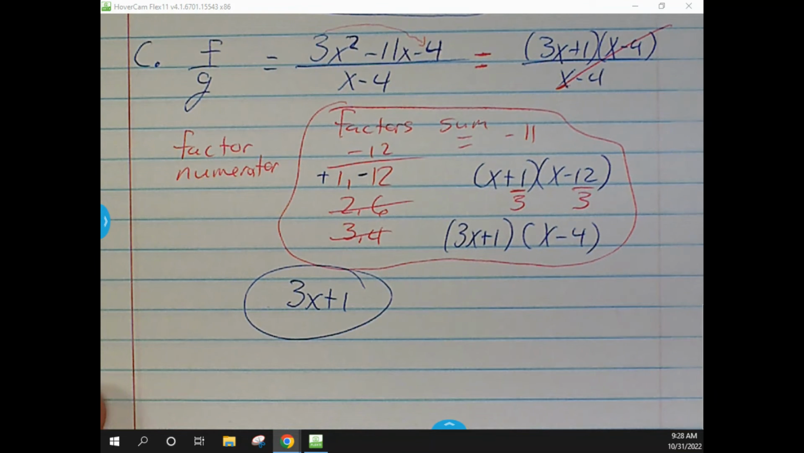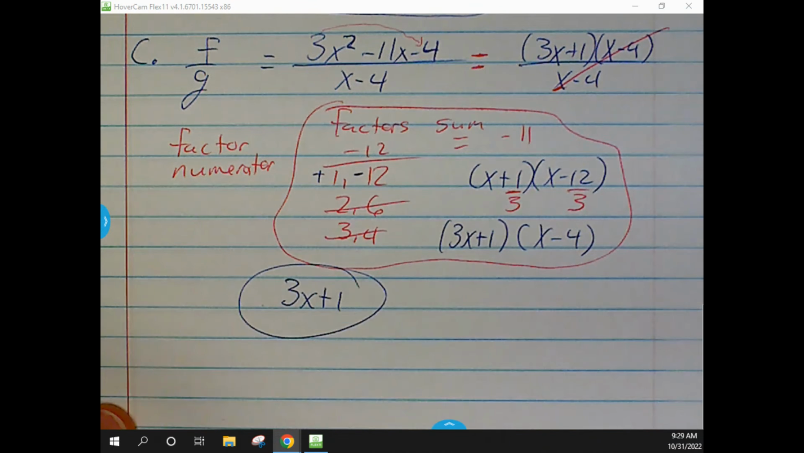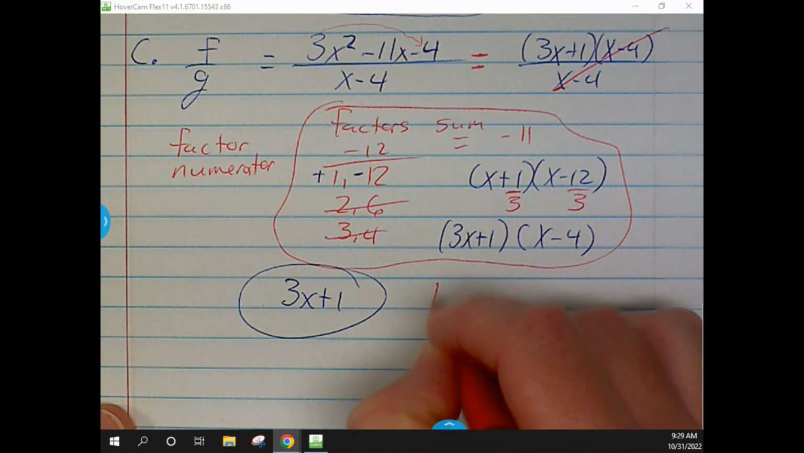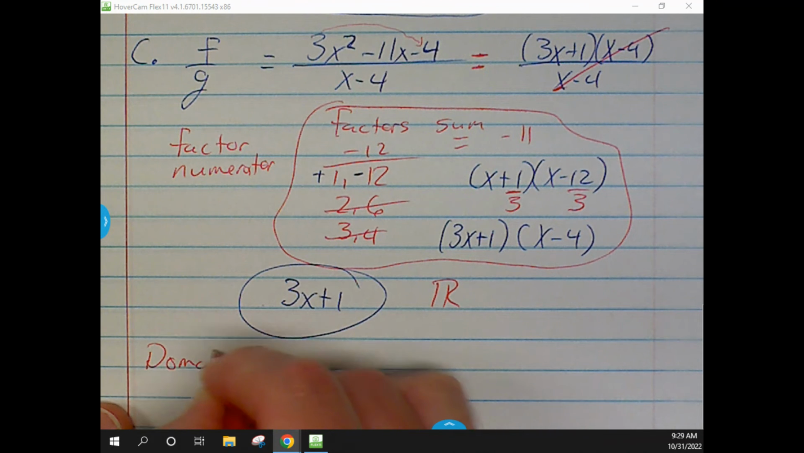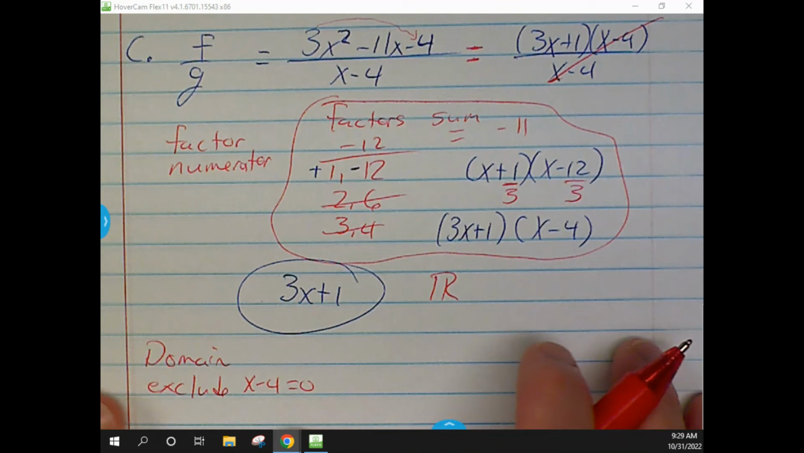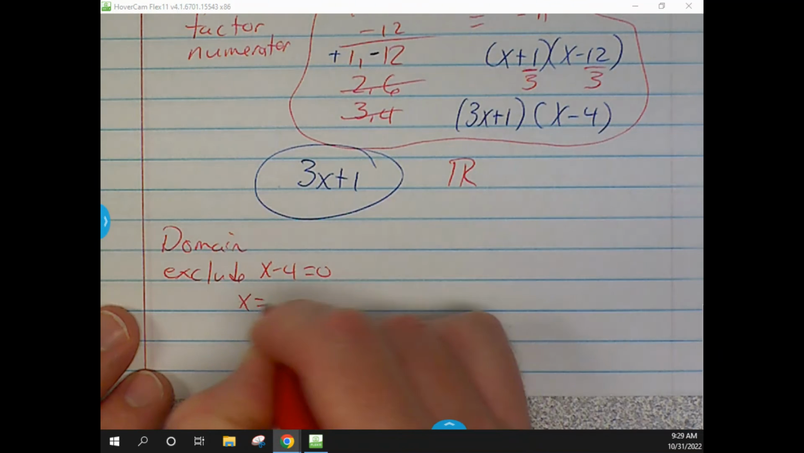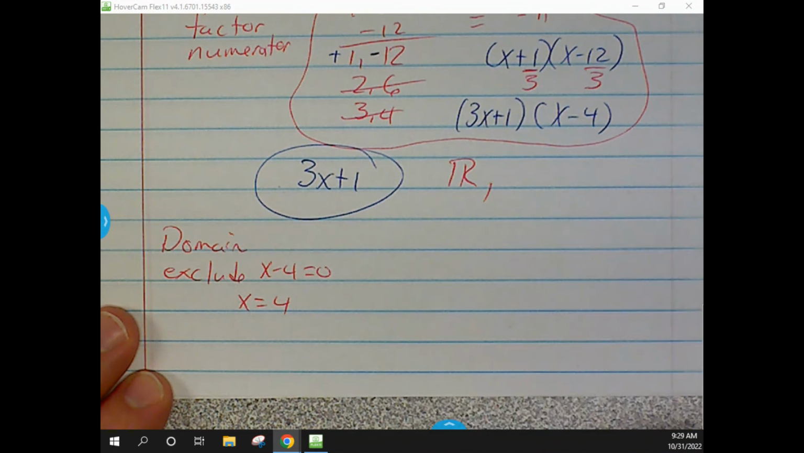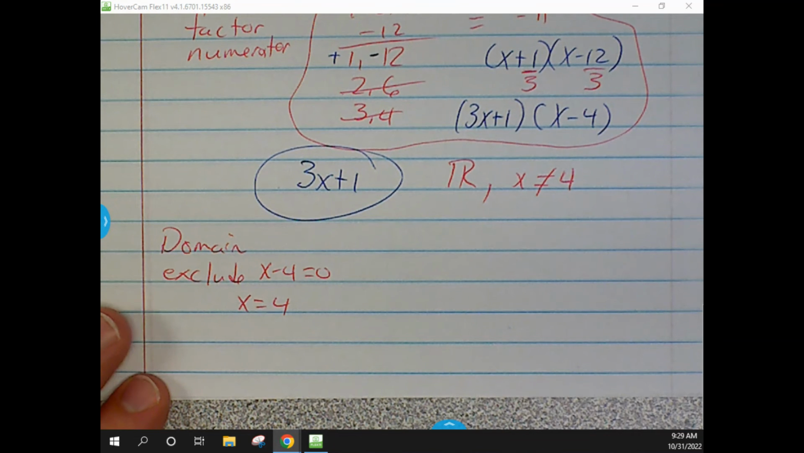All right, now, even though we canceled out the x minus 4s, when they talk about the domain, you still go back to the original problem. So the domain is basically all real numbers. But again, we have to exclude the original denominator equal to 0. So that means we exclude x equals 4. So it's all real numbers except x cannot equal 4 for the domain.